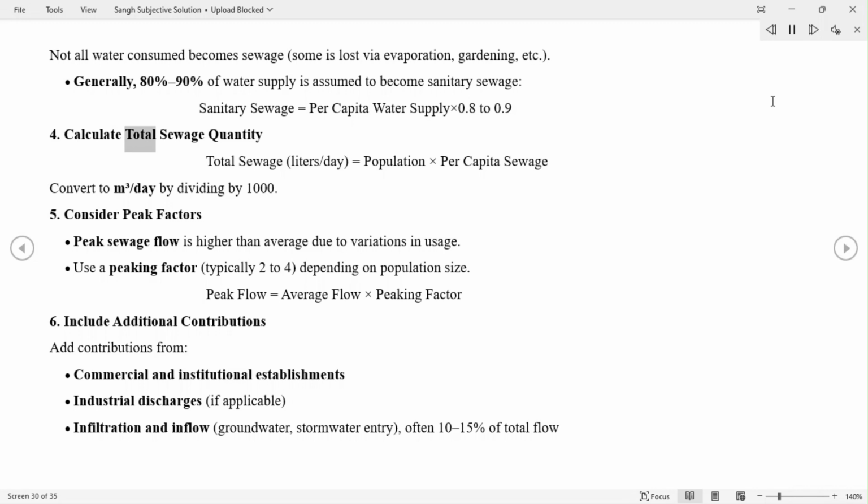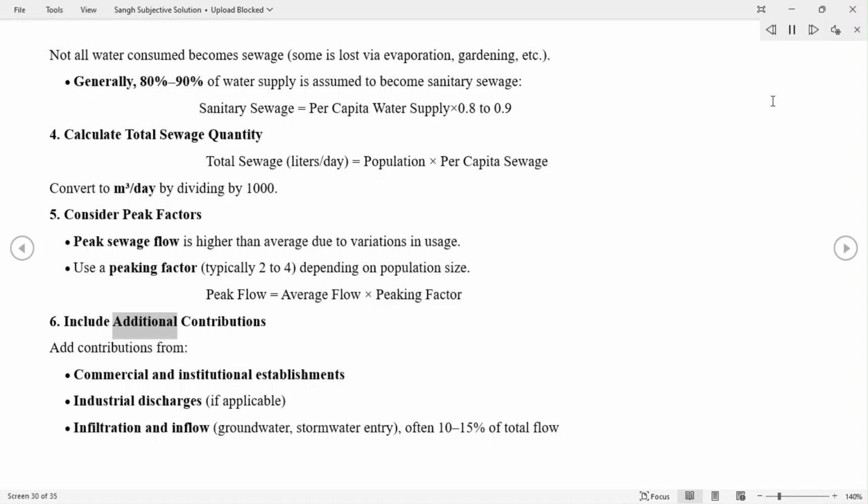4. Calculate total sewage quantity. Total sewage, liters/day, equals population times per capita sewage. Convert to m³/day by dividing by 1000. 5. Consider peak factors. Peak sewage flow is higher than average due to variations in usage. Use a peaking factor, typically 2 to 4, depending on population size. Peak flow equals average flow times peaking factor.